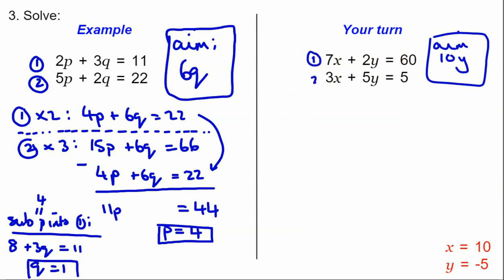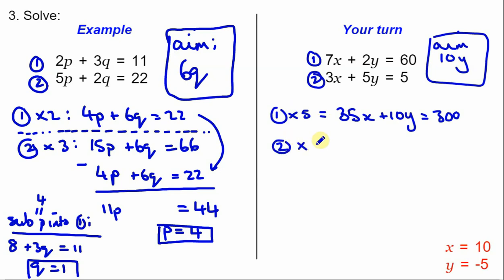So equation 1, equation 2. I'm going to do equation 1 times 5. That's going to get me 35x plus 10y equals 300. And I'm going to do equation 2 times by 2. Don't want to have an equal sign there, I'd have a colon. That would be 6x plus 10y equals 10. So I've already got the bigger one on top, so I don't need to mess about with changing the order of them. Same sign, subtract.